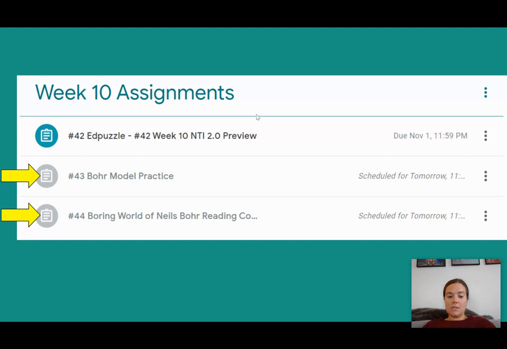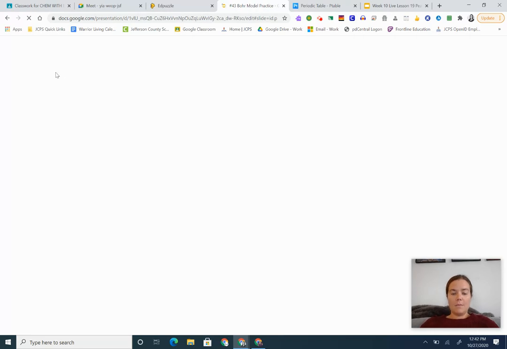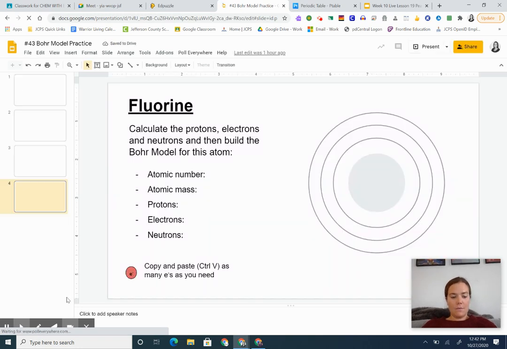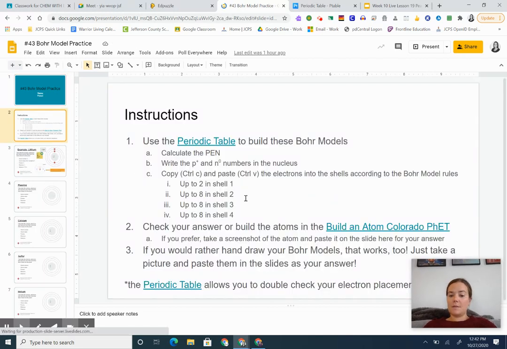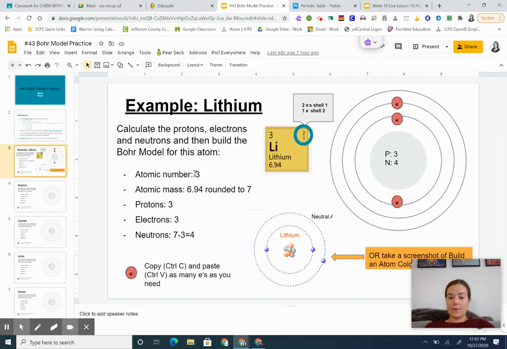I want to really quickly talk to you about how to do the Bohr model practice. Each of you is going to get your own Google Slide. It will start with this: put your name and your period, and we'll have some introductions and instructions with some links that you might want to use. It follows the steps that we just did all together and reminds you about how many electrons can be in each shell. There's an example here for you to follow.